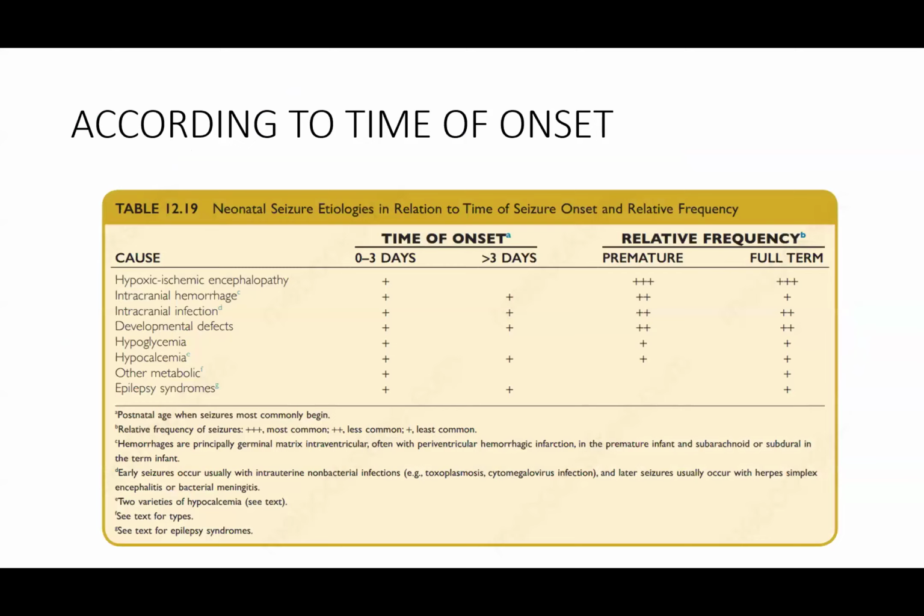According to time of onset of seizures, within the first 3 days and after 3 days, how the onset of seizures will be is clearly given in this tabular form. In the first 3 days, it will be more of hypoxic ischemic encephalopathy, followed by intracranial hemorrhage, intracranial infections or developmental defects, and metabolic disorders like hypoglycemia and hypocalcemia, and other epilepsy syndromes. So keeping this in mind, we have done workup accordingly. Initial investigations.